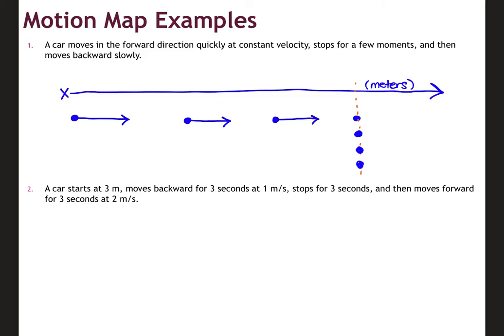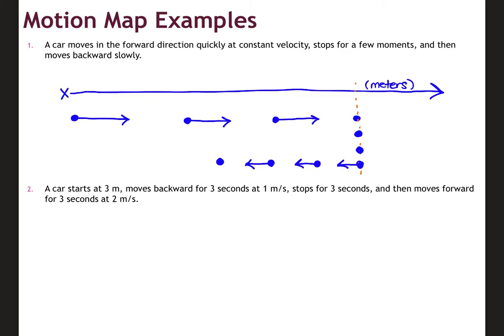And then it moves backwards slowly. Now, if it's moving slowly, it's not going to travel as far every second. And so I want my arrows to be smaller, which means I want my dots to be closer together. And it doesn't say how many seconds, and so as long as you drew something going to the right with bigger arrows, then a couple of dots sitting on top of each other, and then some closer dots with smaller arrows heading to the left, you're going to be just fine.